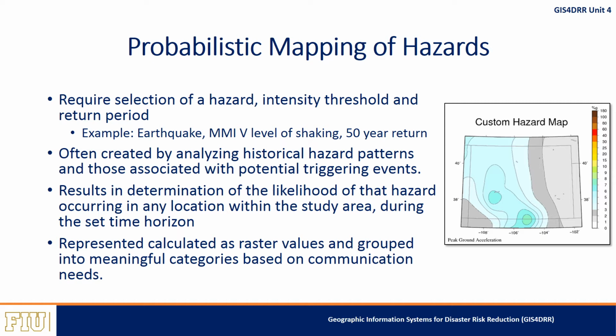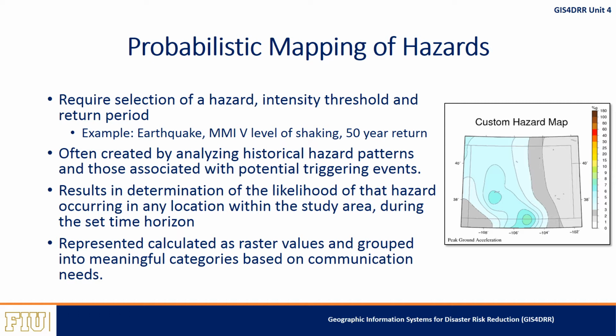Probabilistic mapping is a process used for strategic planning to assess the likelihood of a certain event of a certain intensity occurring over a certain time frame. For example, click on the map to the right to go to a USGS page where you can select from a range of time and intensity scenarios for earthquakes.